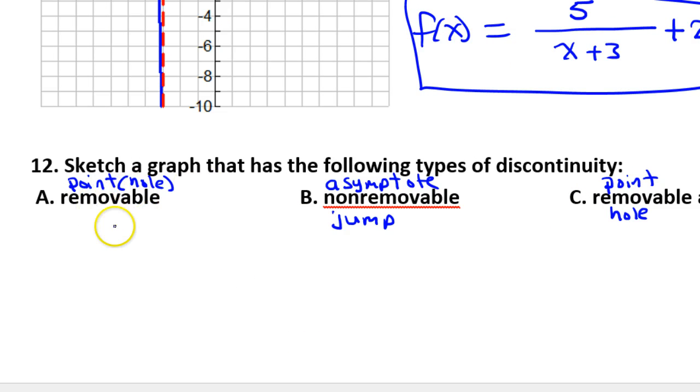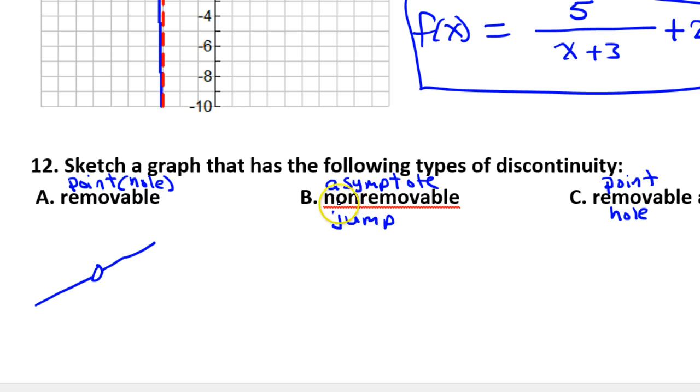So sketch a graph that has a removable discontinuity. So that just means sketch a graph that has a hole in it. Okay, I mean, there's any number of ones I could draw, but as long as it has a hole in it. So, here's one. Okay, boom, there's a hole in it. There you go. Anything at all. Okay, I could just draw a straight line. Okay, anything that has a hole in it like that, that's going to be my removable discontinuity. Okay, sky's the limit.